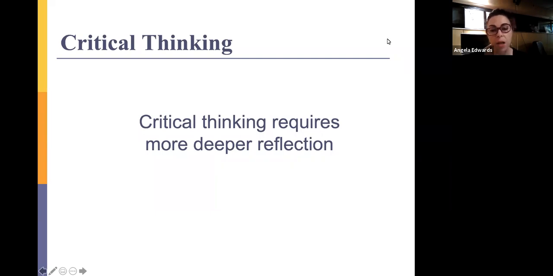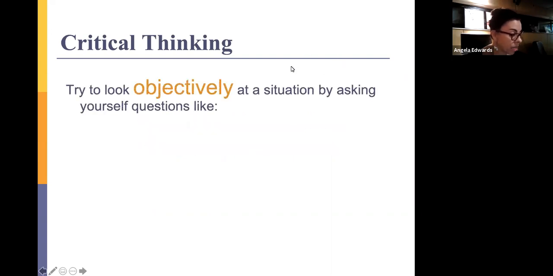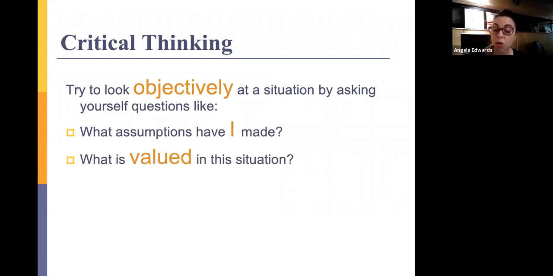So when thinking critically, you need to ask yourself questions like, what assumptions have been made? What is valued in any given situation? What is not valued? And we also need to think about power, like the relationships of power. So who is made powerful and who is not made powerful in all of our critical thinking.